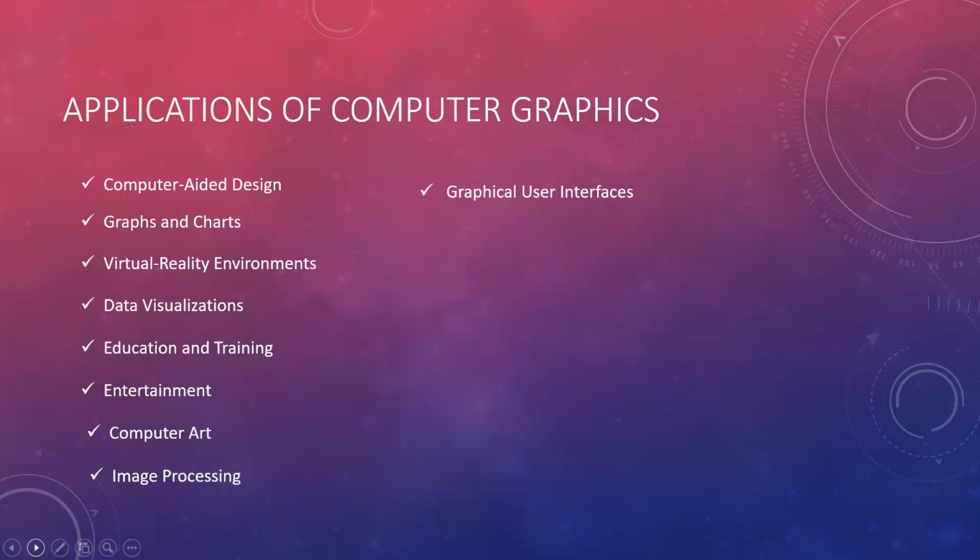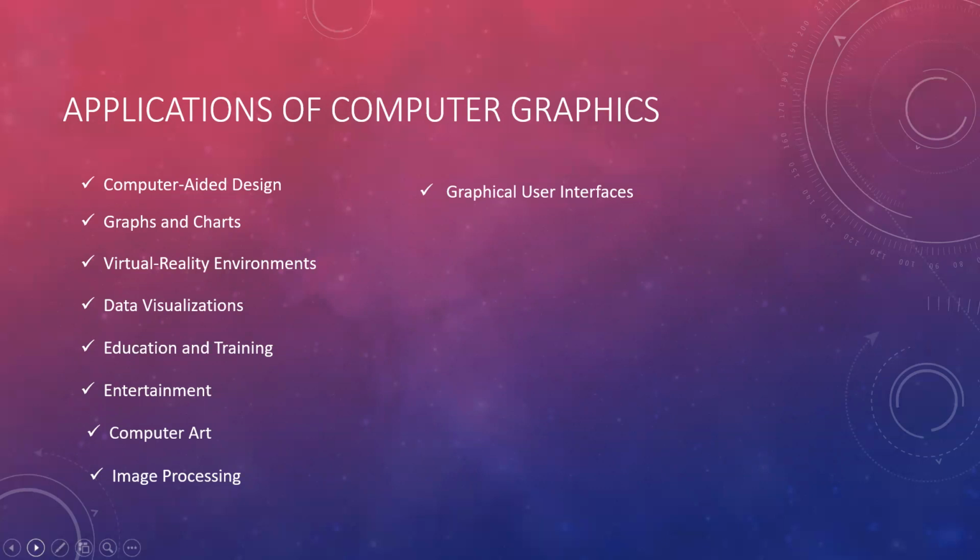Okay, so mainly the applications of computer graphics. The main applications of computer graphics are the computer-aided design, that is nothing but CAD, which is used in the civil engineering branch, and many other branches also use this to create a model that is visually understandable to the clients when explaining. Next one is the graphs and charts. Graphs and charts have played a very important role in the business management teams. Then virtual reality environments, data visualizations, education and training, entertainment, computer art, image processing, graphical user interfaces. These are the applications of the computer graphics.